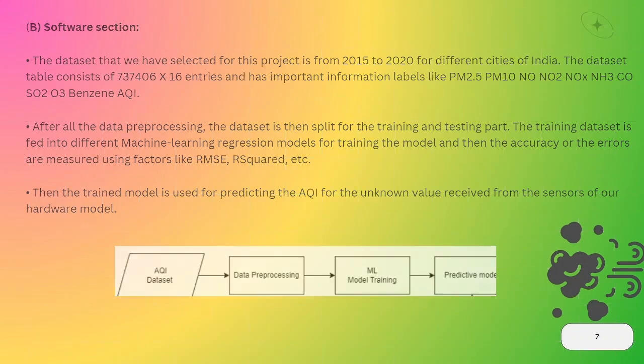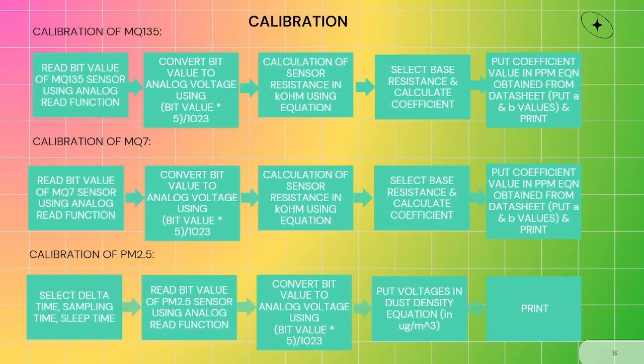If we move forward now, this is the calibration we have done. The data which we get from the sensors are nothing but bit values, and we are converting those bit values to ppm, basically mapping them. This is the flowchart which explains how the calibration process is done.